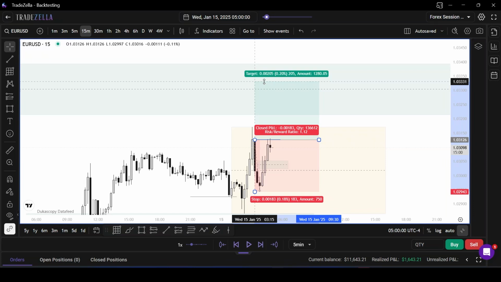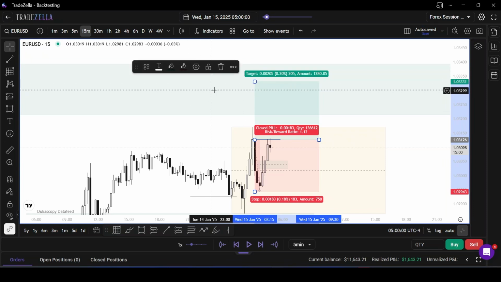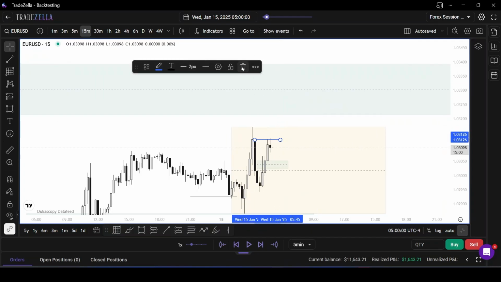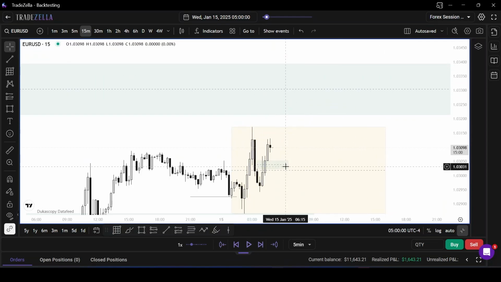At least it's much better here. But you need to go above the consequent encroachment of that daily fair value gap before you can get your 1:1. So that is not something I like to take. I like to take trades that give me a minimum of 2 hours.